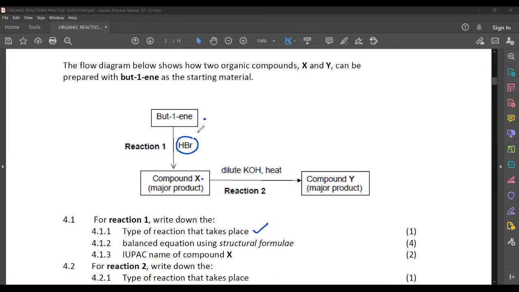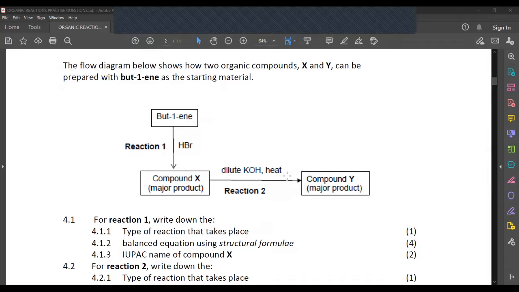Because it's but-1-ene, it's an alkene. I'm reacting it with HBr. Alkenes undergo addition. And when you react an alkene with a hydrogen halide, HBr in this example, the name of the reaction is hydrohalogenation. If you say addition, are you correct? Yes. Is it advisable for me personally? No. You need to specify what it is. So it's hydrohalogenation, 4.11. We go further, 4.12.